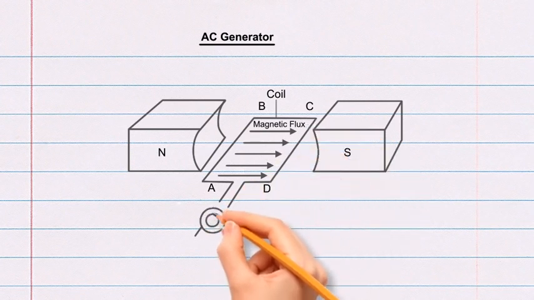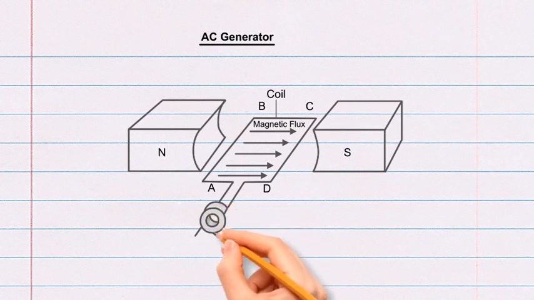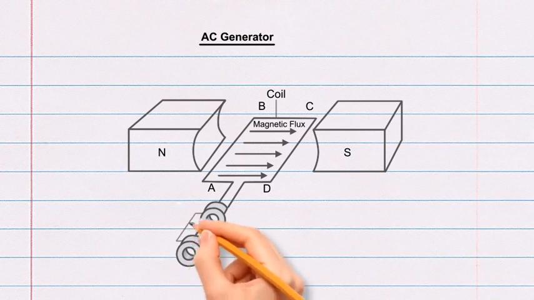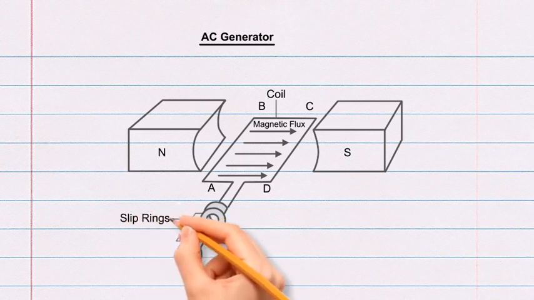Draw 2 circles and connect them to form a horizontal cylinder and shade it. Similarly, draw one more cylinder with same size a little away from the first cylinder. Label the cylinders as slip rings.